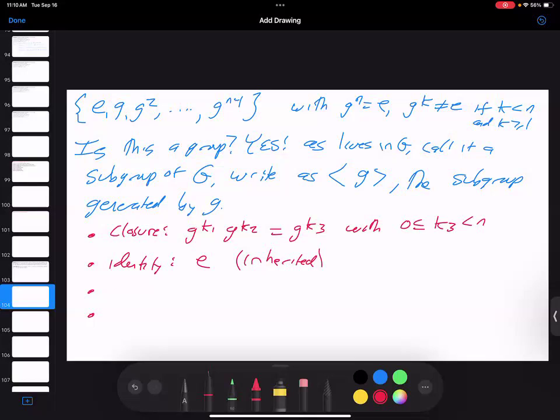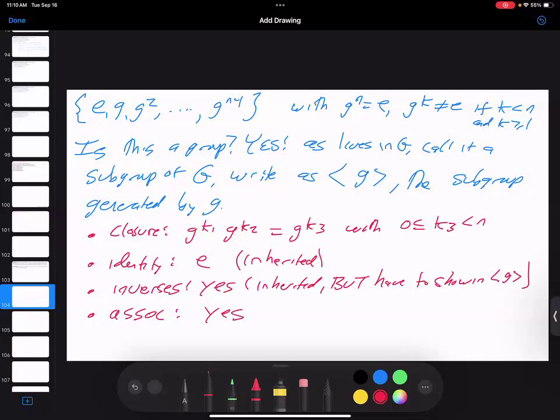Does it have inverses? Yes. Inherited. But we have to show the inverses are in this subgroup. So we know every element has an inverse, but that doesn't mean that it's in this set. It could be in another part of G. So we know the inverse exists. We just have to show that it lives there. And then the last is associativity. And the answer is yes. And that's, again, just inherited.